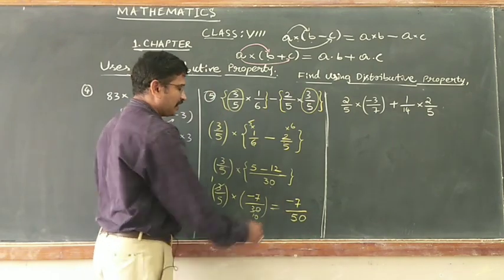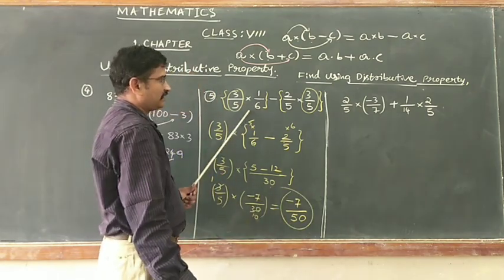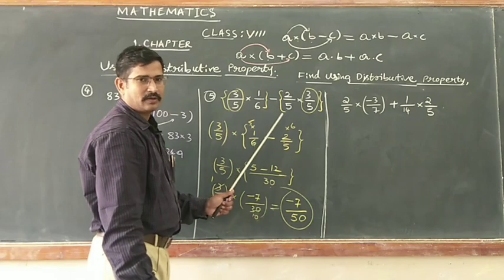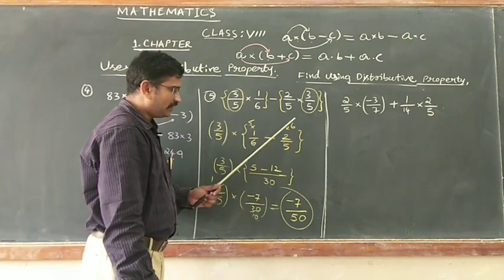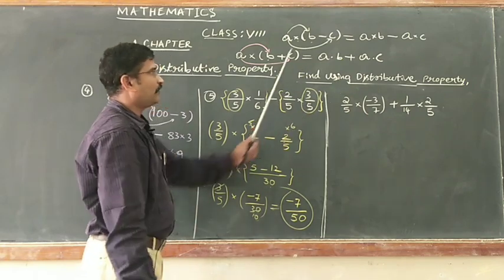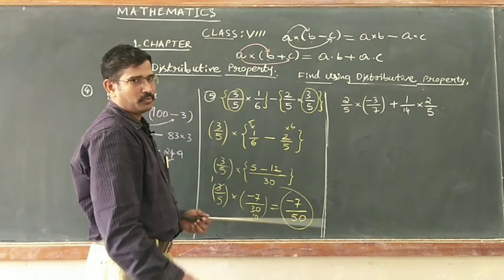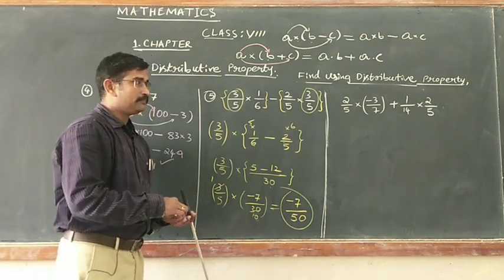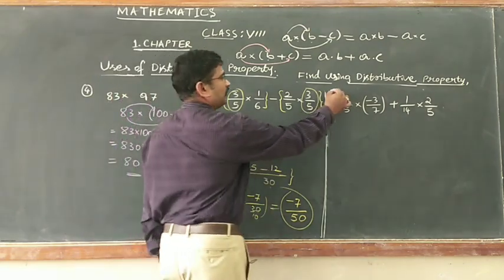So, this is the easy way of finding the answer of this question. Individually also you can calculate, provided using distributive property, since they said we can take the advantage of this multiplication over subtraction distributive property. Next we have got the sixth question.